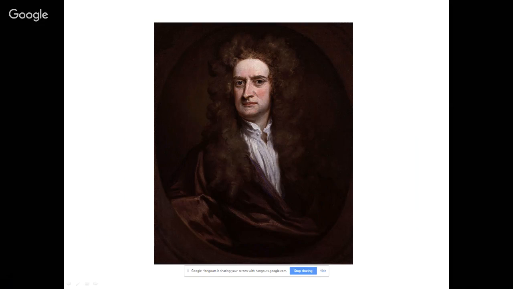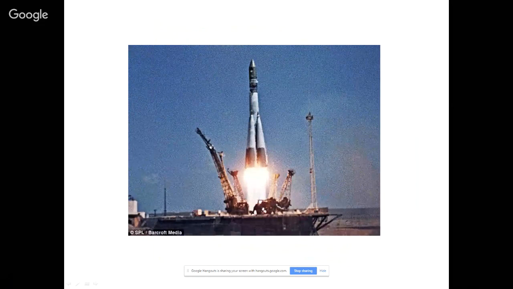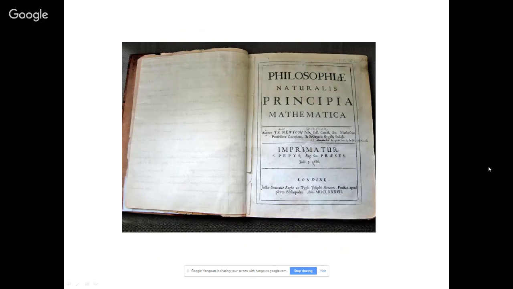In 1687, Isaac Newton's work, The Principia, was published containing his famous 3 laws of motion. 274 years later, the Vostok rocket is launched from Baikonur in modern-day Kazakhstan, and Russian cosmonaut Yuri Gagarin becomes the first man in space. This amazing feat of engineering would never have occurred without Newton's work on the science of motion.